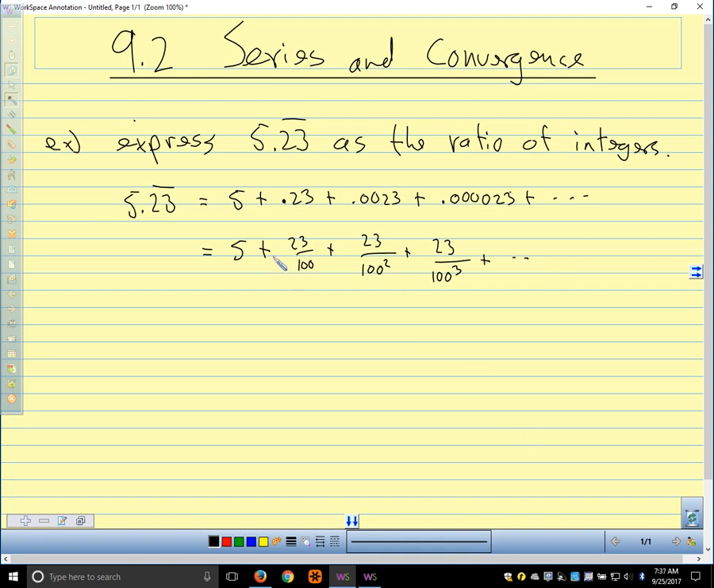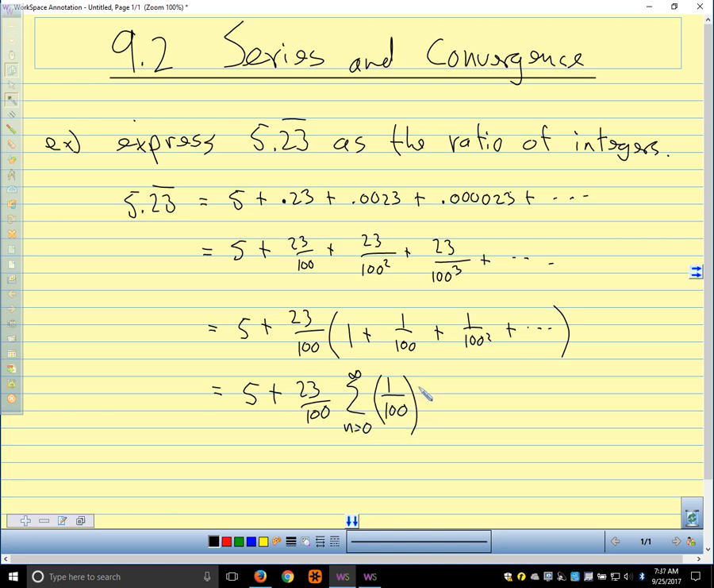Well, what is this? That's a series, and it's geometric. So I'm going to write this as 5 plus, factoring out the 23 100ths because I want to start with 1. We want our first term, n, to be 0 for a geometric series: 1 plus 1 100th plus 1 over 100 squared plus dot dot dot. And this is 5 plus 23 over 100 times the sum, n equals 0 to infinity, of 1 over 100 to the n.